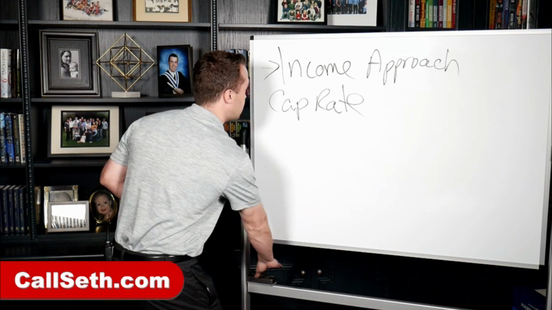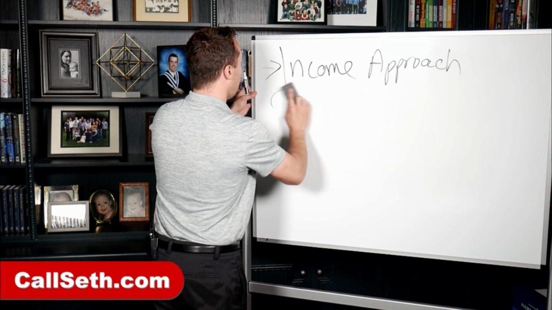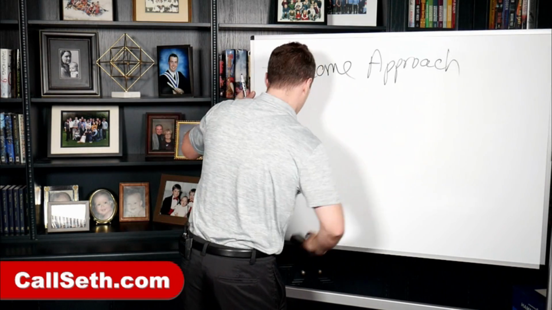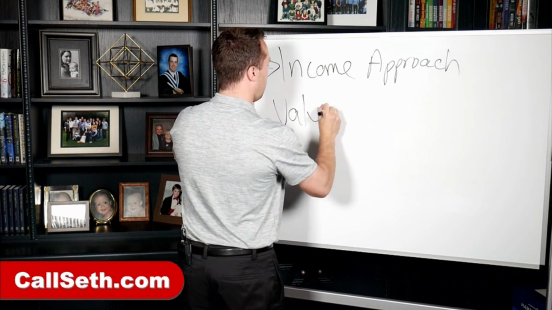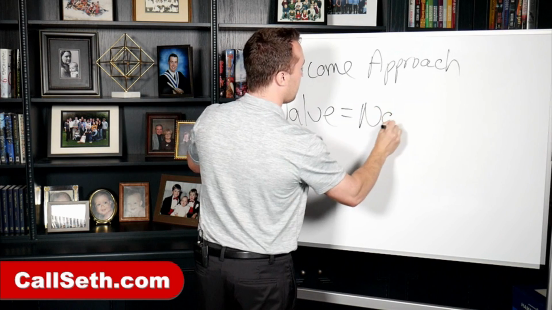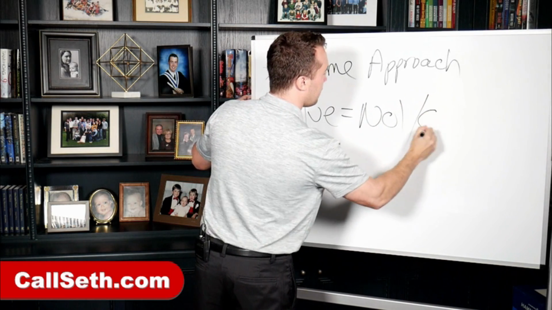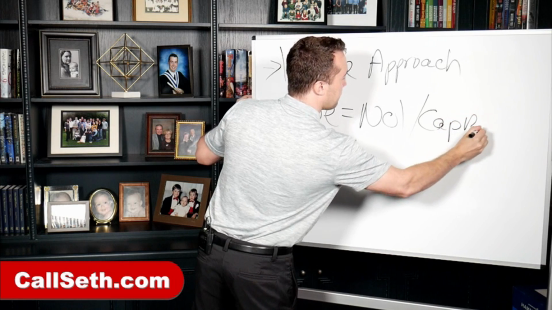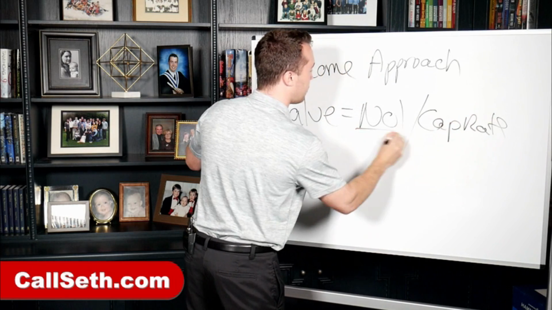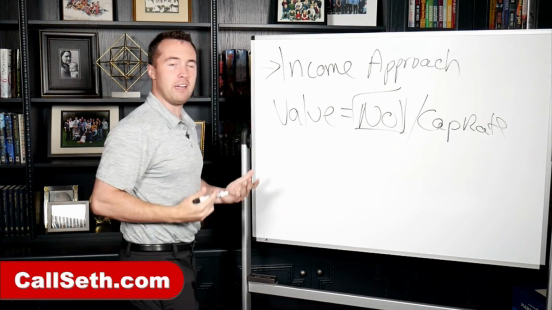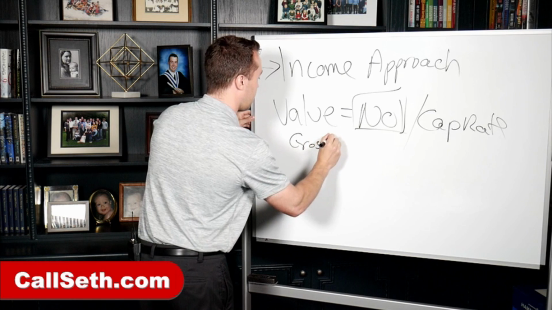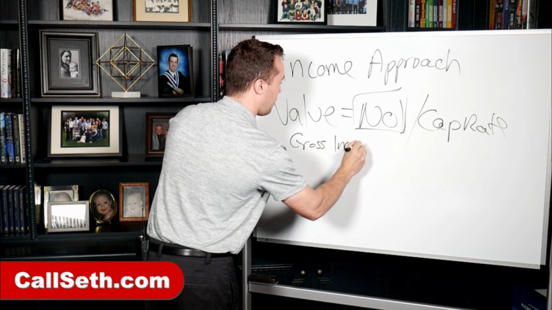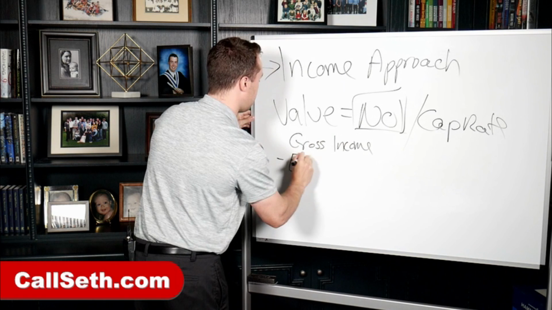So where's my eraser? Okay. So income approach. The formula is value equals NOI divided by the cap rate. And the NOI means the net operating income. So all you do is you take the gross income and you subtract the expenses.